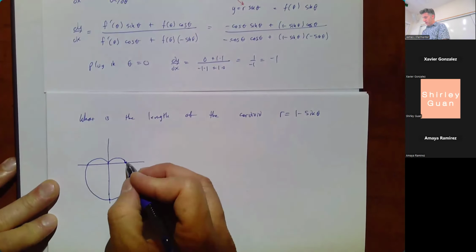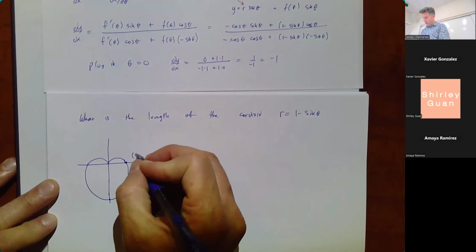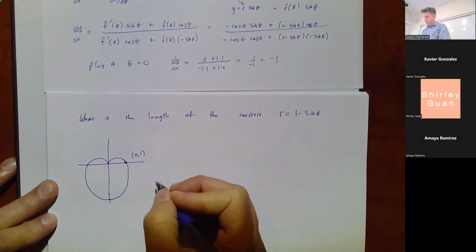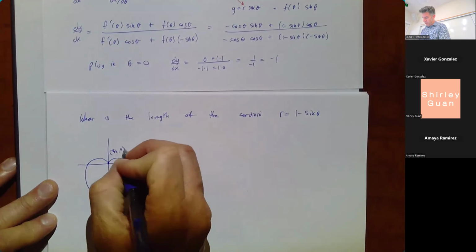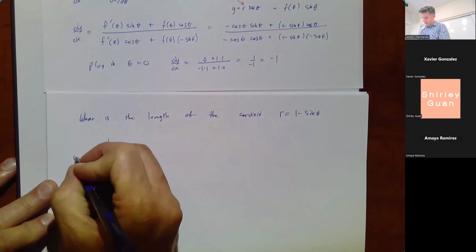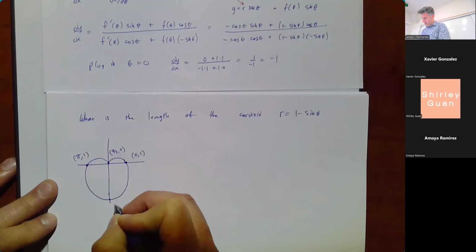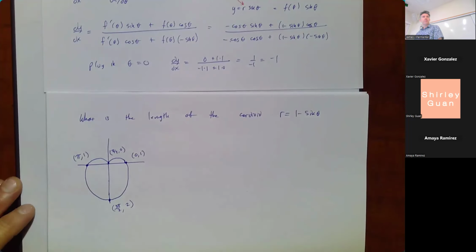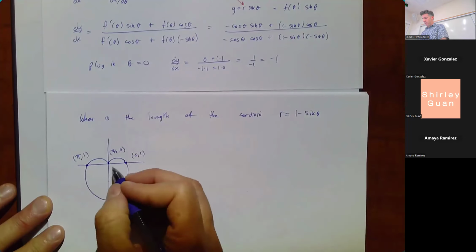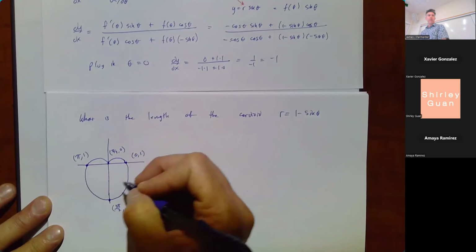Right, if you plug in, at this point here theta is 0, r is 1. This point here is theta is pi over 2, r is 0. This point here is theta is pi, r is 1. And this point down here is theta is 3 pi over 2, and r is 2. Right, direction, length, direction, length, direction, length, direction, length.